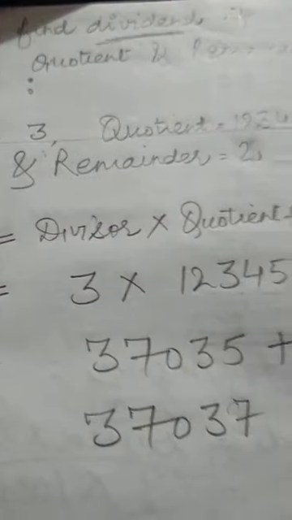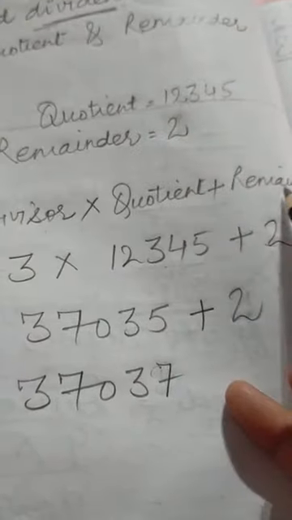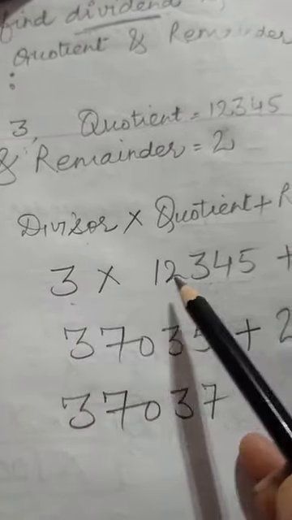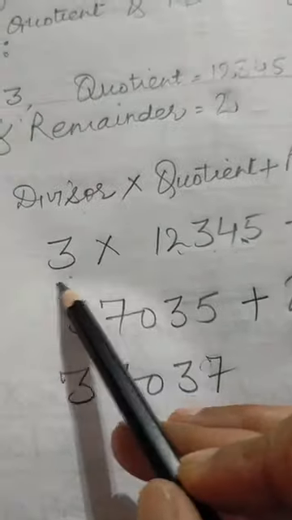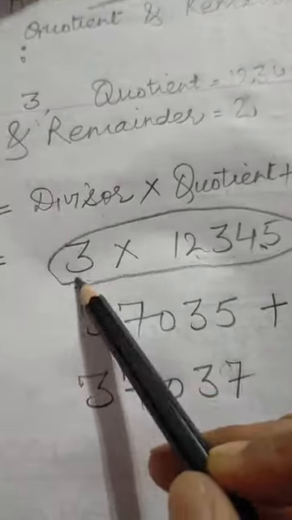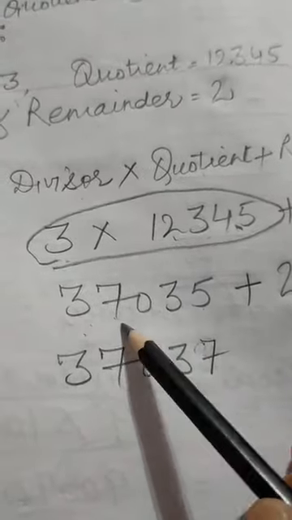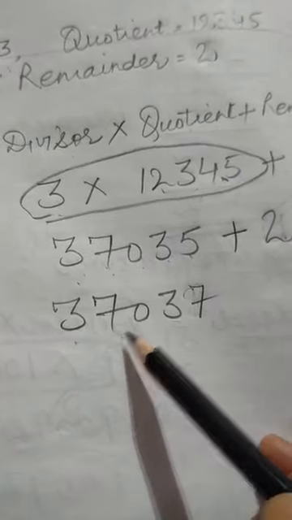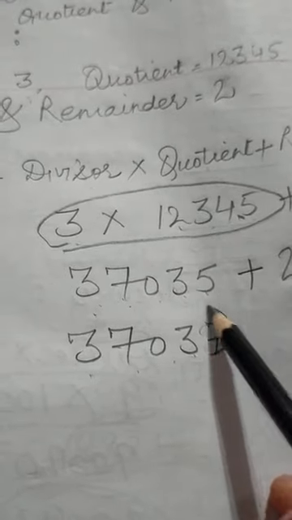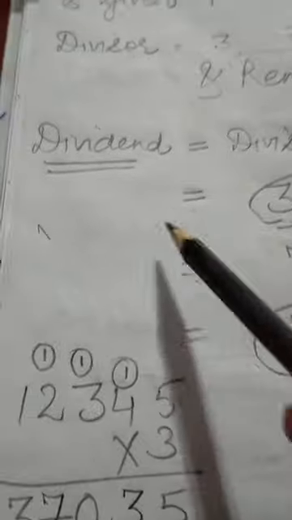The same rule we will follow, the same formula we will use: divisor multiplied by quotient plus remainder. Divisor is 3, quotient is 12,345 and the remainder is 2. Firstly we will do the multiplication. When you do the multiplication, you will get 37,035. And this 2 will be added here, then we will get 37,037. So this is the dividend.